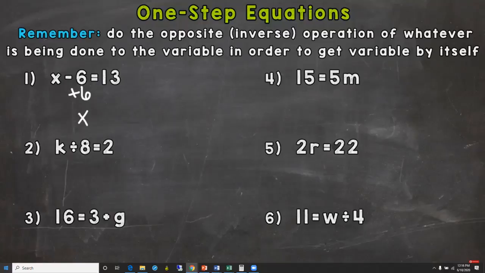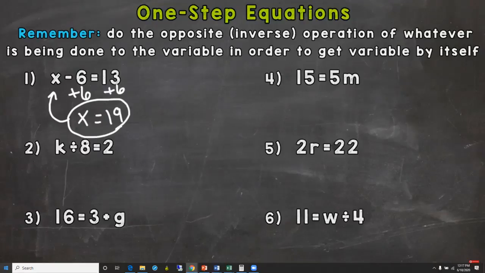Now, in order to keep that equation balanced, we have to do the same thing to both sides. Whatever you do to one side, you have to do to the other. So we added 6 to the left, so we need to add 6 to the right. So 13 plus 6 gives us 19. So x equals 19. And we always double check to see if this makes sense and our answer for the variable is correct. So let's plug in 19 for our x here. 19 minus 6 equals 13. And that is true. It is correct.